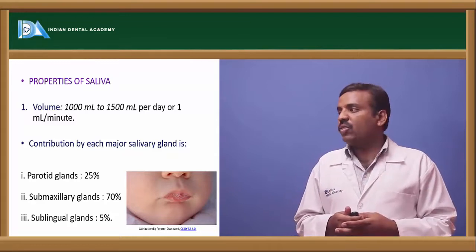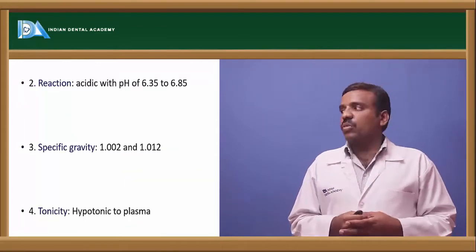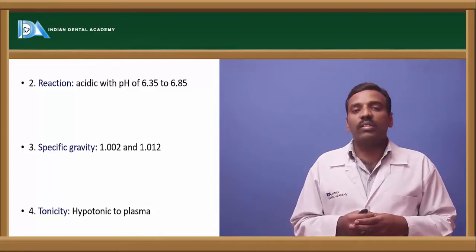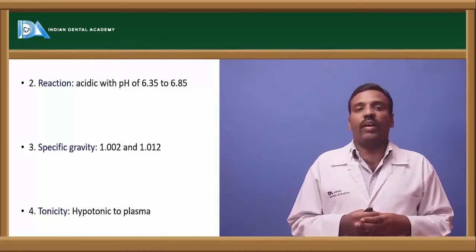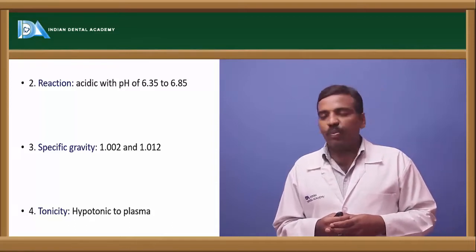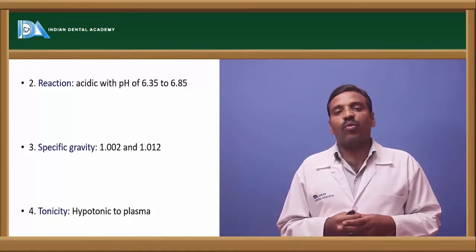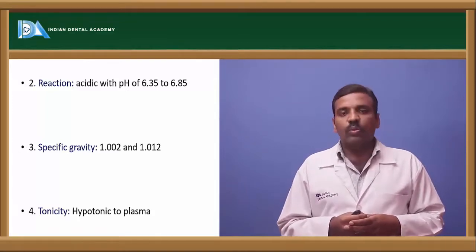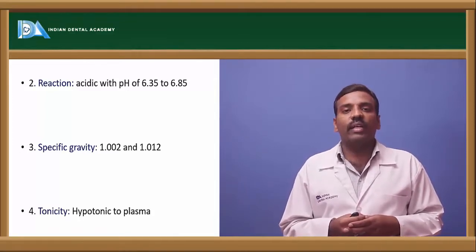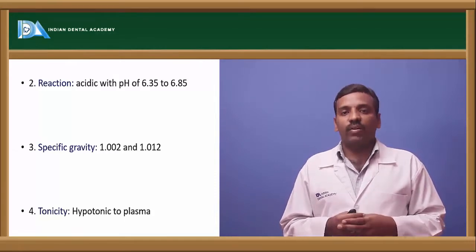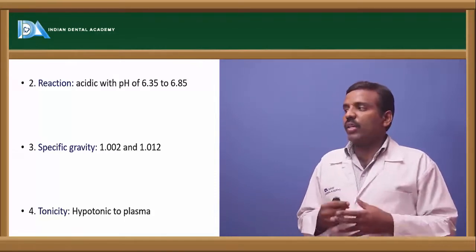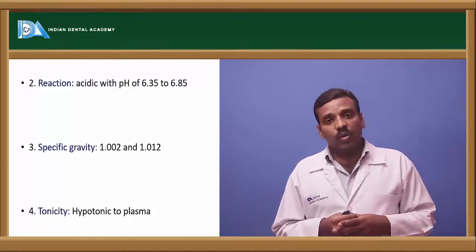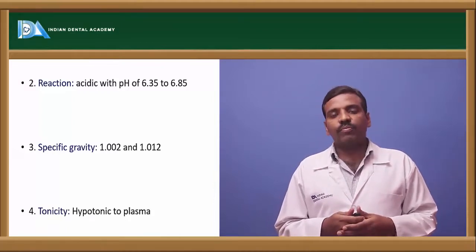Next is the reaction. It is a slightly acidic reaction, with a pH of 6.35 to 6.85. Next, the specific gravity is about 1.002 to 1.012, that is the specific gravity or density of the saliva fluid. Next is tonicity. It is a hypotonic solution, hypotonic to the plasma.